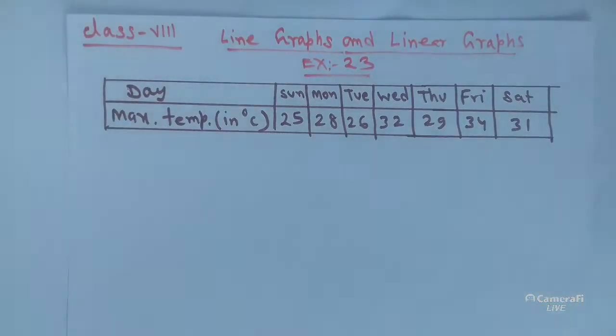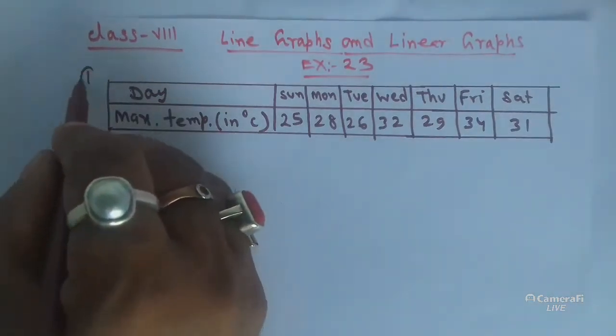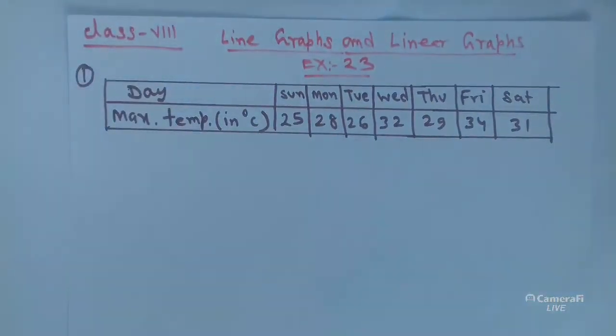So today I am going to discuss line graphs and linear graphs, and I am going to draw some graphs from exercise 23. The first problem from exercise 23 is: the following table depicts the maximum temperature on the 7 days of a particular week. Study the table and draw a line graph for the same.